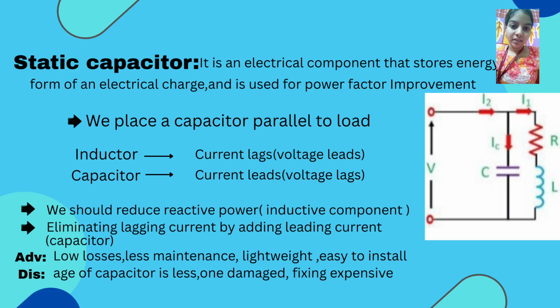That means if inductor means current will be lagging and the voltage will be leading. In capacitor, current leads and the voltage lags. So reactive power means, which is an inductive component, that means their current lags. By providing a capacitor in parallel to it, we are neutralizing the lagging current by adding leading current. So to eliminate the lagging current, that means the reactive power, to bring the reactive power to 0, we are adding capacitor, by adding leading current to the lagging current to neutralize. Hence there will be the improvement in the power factor.